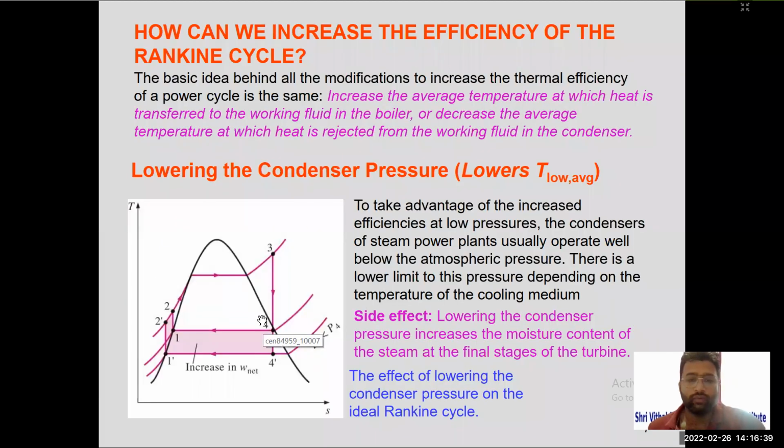Now that was the first one. So please draw this diagram. It's very important. Give the title, how we can increase the efficiency of the Rankine cycle. In that, first write down lowering the condenser pressure and draw this diagram. Whatever increase in area, which is shown here by pink color, you show by inclined hatch lines.